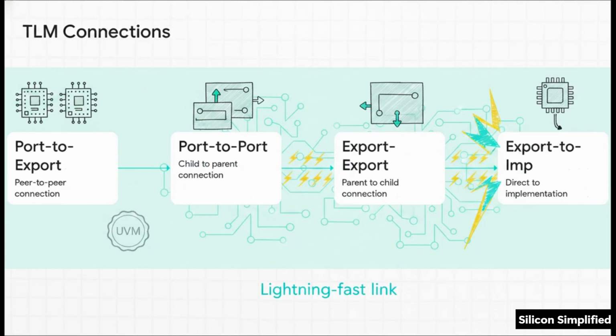Let's look at how this builds the hierarchy step by step. When you're connecting components, you have to follow specific routing rules based on where they sit. If they're at the same level, you make a peer-to-peer port-to-export connection. If a child component needs to send data up and out of its parent, you use a port-to-port connection. Now, if a parent receives data and needs to pass it down to a child, that's an export-to-export connection. But ultimately, and this is key, the very last connection in the entire chain must result as an export to IMP, because that's where the actual code implementation lives. And the cool part, UVM resolves all of these hops at the very end of the build phase, which creates this direct, lightning-fast link from port to implementation.